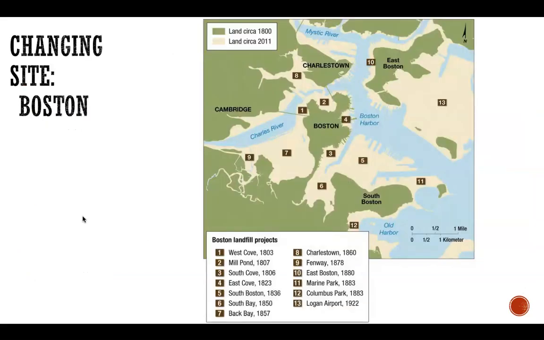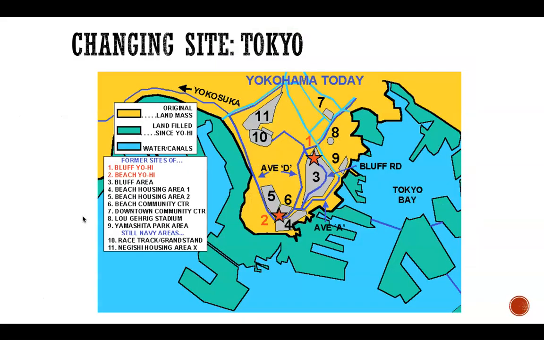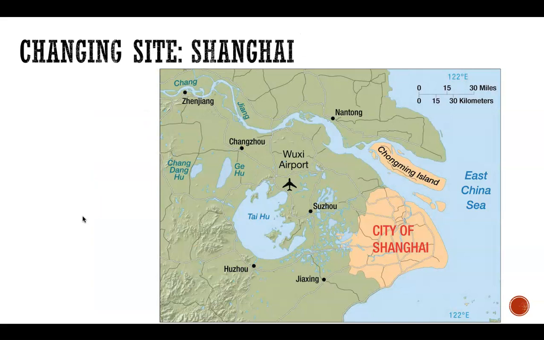All right, so we look at Boston, which has changed. We look at Tokyo as having been changed. A lot of landfill, a lot of movement out into Tokyo Bay. We look at Shanghai as moving as well, and Chongming Island is generally a built island.